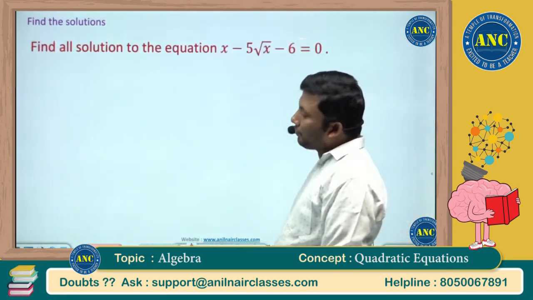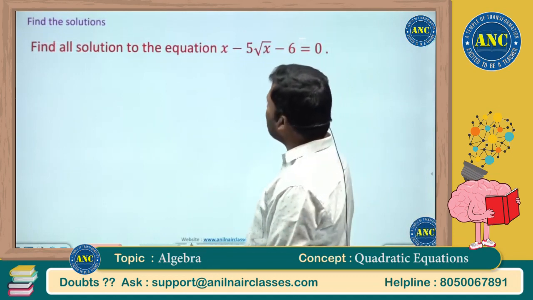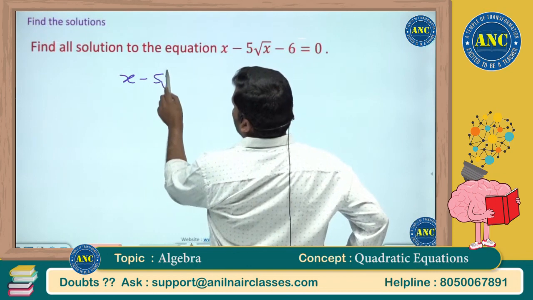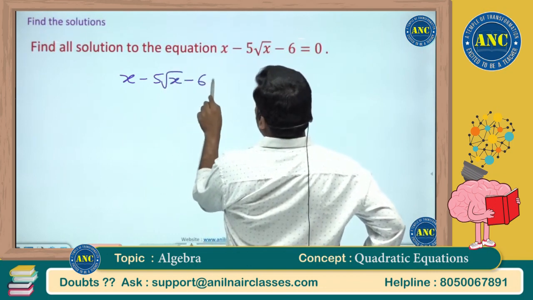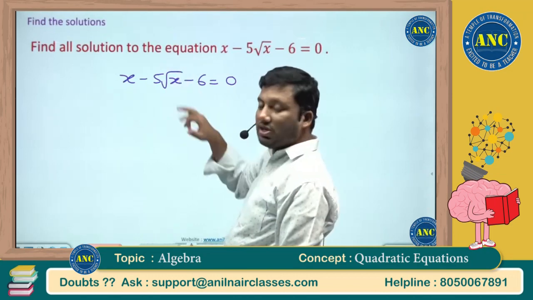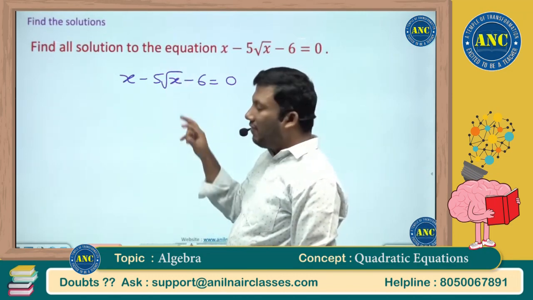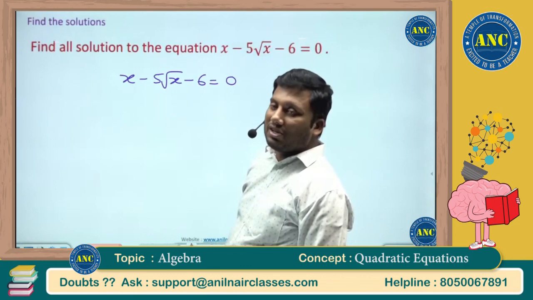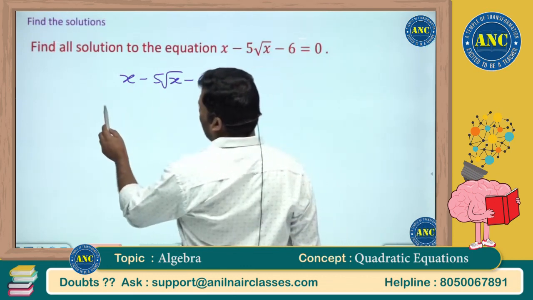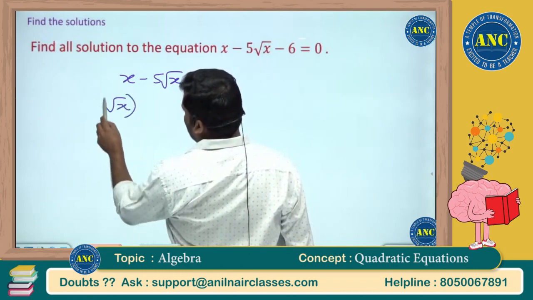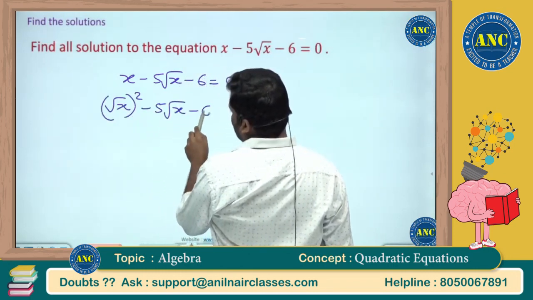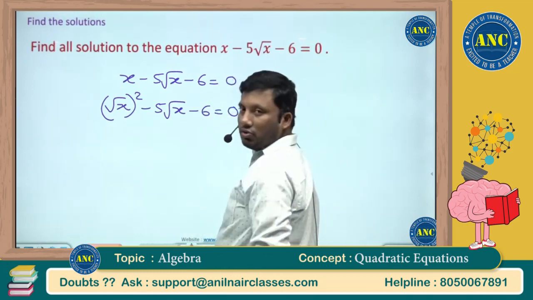Another model. Find all the solutions to the equation. Now this is a rational function. X minus 5 root x minus 6 equivalent to 0. This is not a polynomial equation. A polynomial equation will have a degree of x as a non-zero value. X minus 5 root x minus 6 equivalent to 0. So this can be written as root x whole square minus 5 root x minus 6 equivalent to 0.